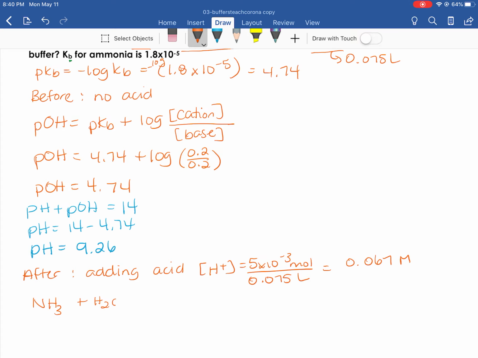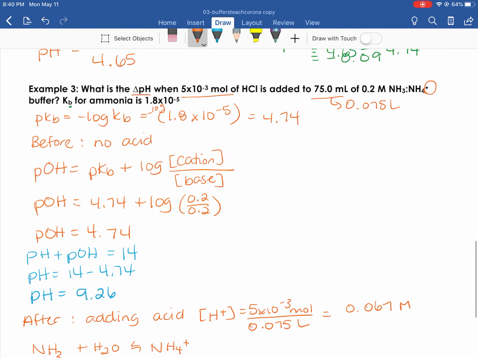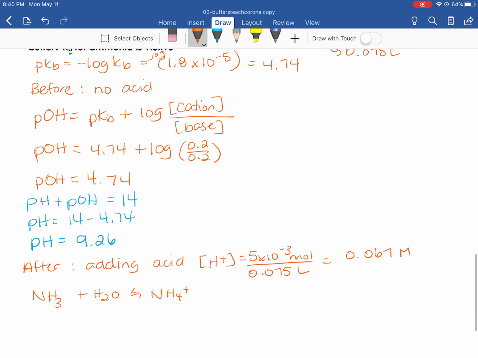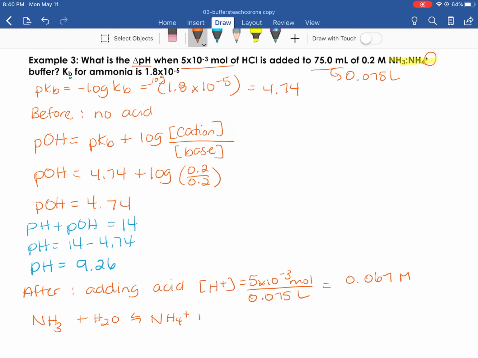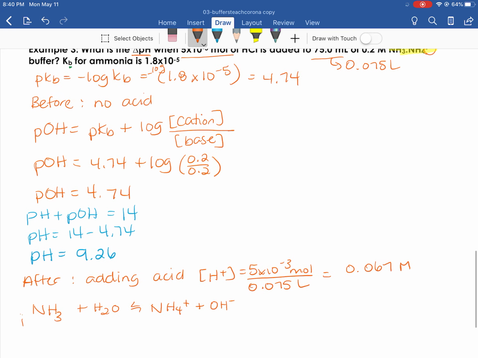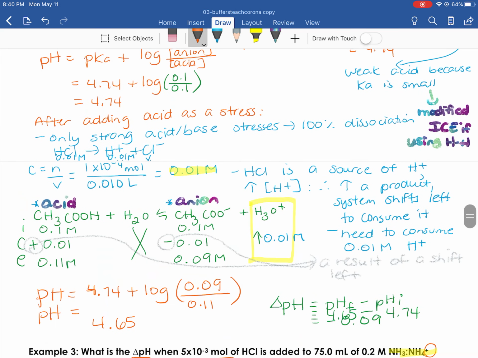So we need to write our modified ICE table. So bases are acceptors. And the good news is with buffers, you're given the buffer notation. So it tells you the formula for the base, and it also tells you the formula for the acid and the conjugate. So that can help you. You just have to remember what's left over. Okay, so initially we have 0.2, 0.2. So this time we have base and cation. But now we have a problem here.